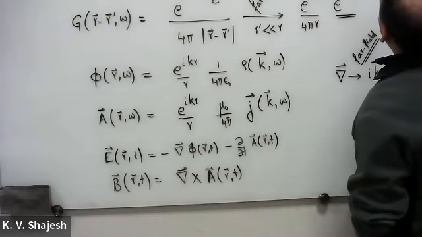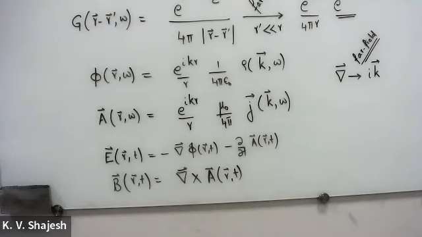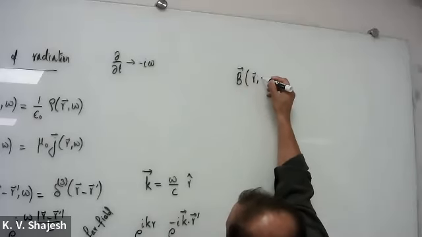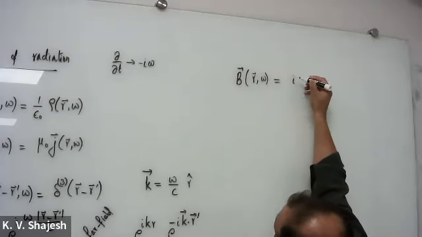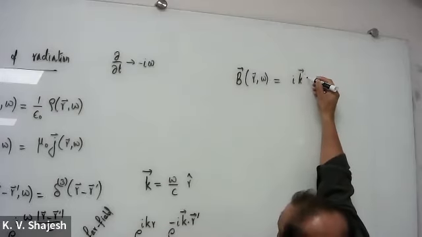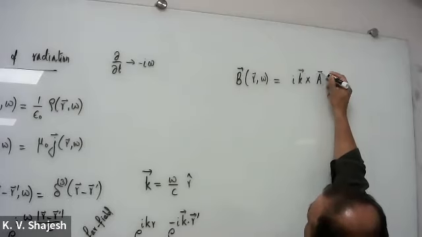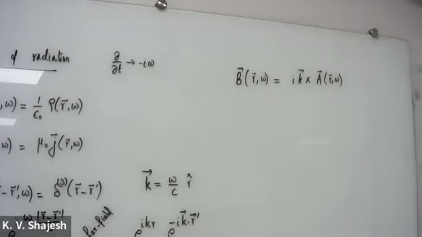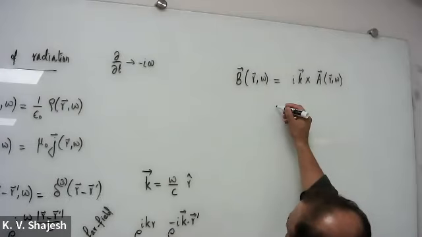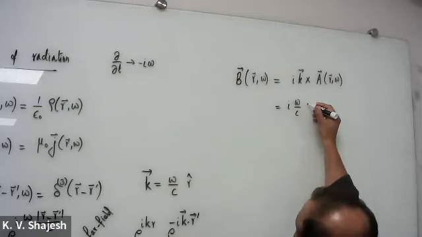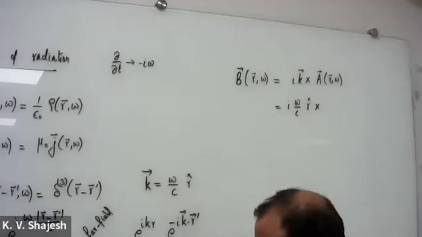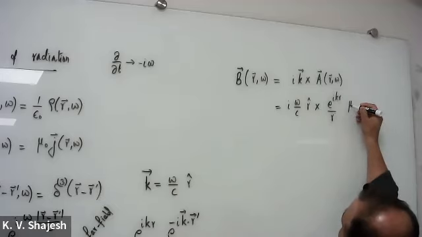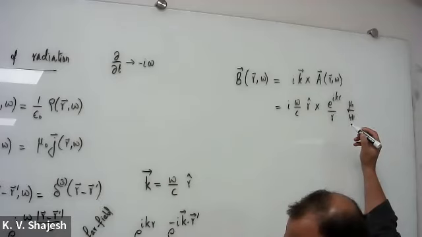So magnetic field then, B of omega, is simply gradient gets replaced with i k, crossed with A. Let me write this as i k, which is i times omega over c times r hat, crossed with A, which is e raised to i k r over r times mu naught over 4 pi times J.